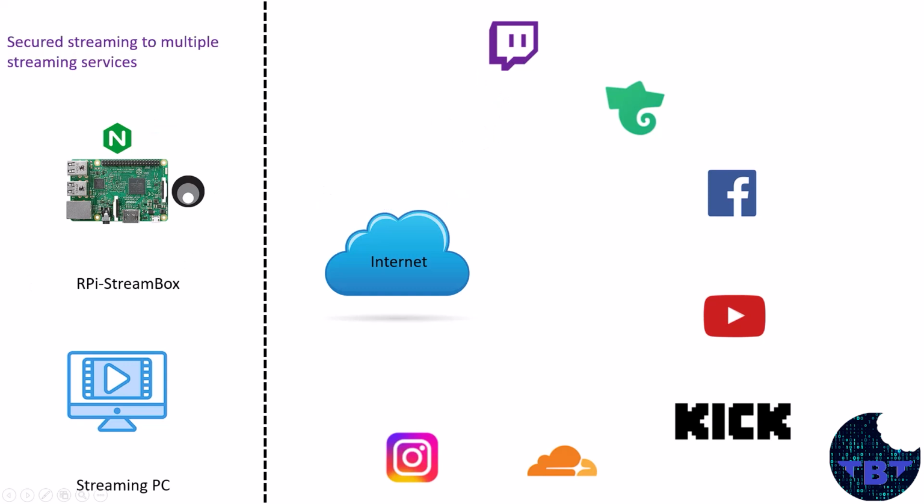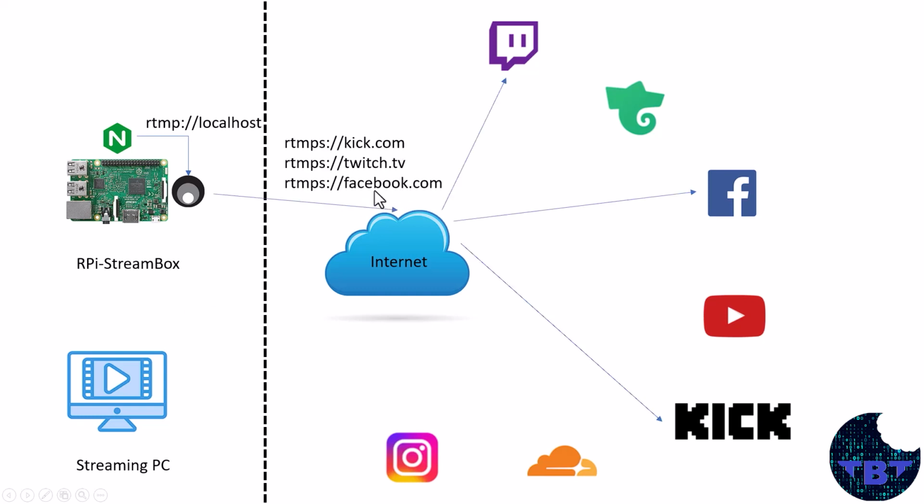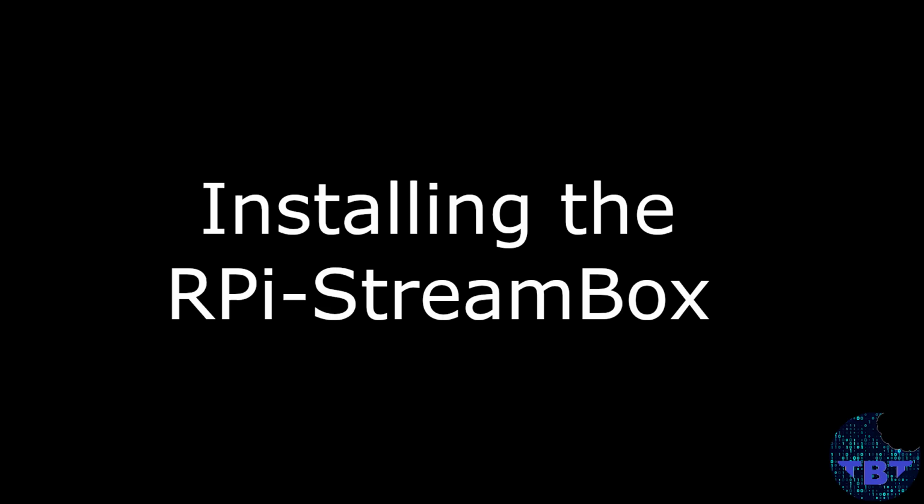And if we were going to do the same thing, but for multiple services in a secured way, it will be the same way. The computer would send that stream to the Raspberry Pi StreamBox saying send it to all, and then all the platforms that we have enabled are going to be the target. So then Nginx transmits that locally, and then S-Tunnel puts that in a secure connection and then sends it to the services that we have specified, which in this case were Facebook, Twitch, and Kick. So it's sent at the same time securely, and people can watch the streams in any of those enabled services.